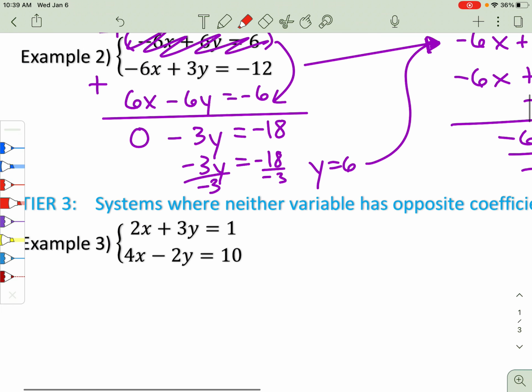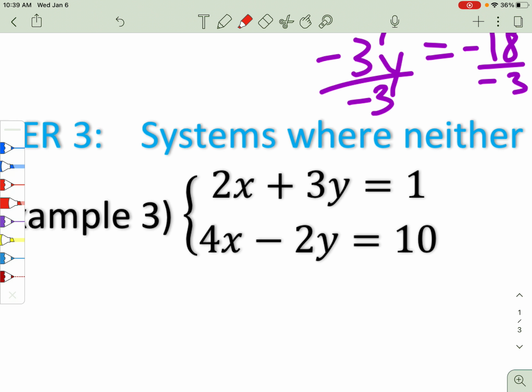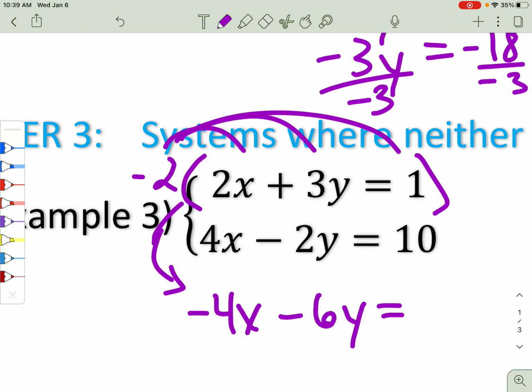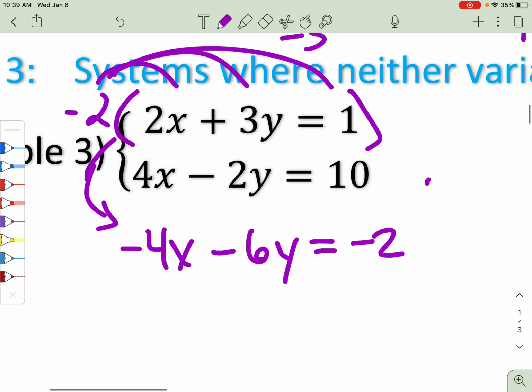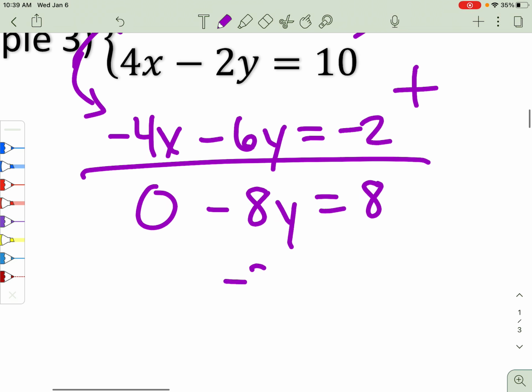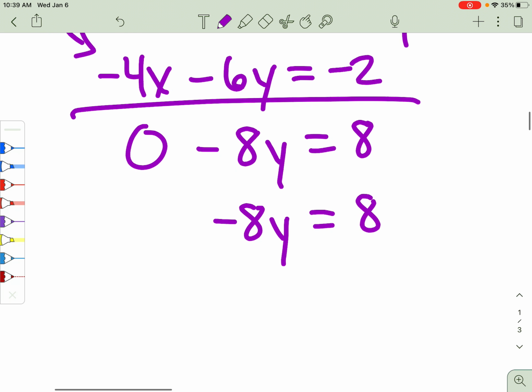So they're going to get a little bit tougher here. Example 3. Again, no inverses. But if we multiply 2 times 2, that would give us 4. Now, one has to be positive, one has to be negative, so we're going to multiply it by a negative 2. Okay, and I'm going to rewrite it down here. So that gives me negative 4x minus 6y equals a negative 2. Okay, and I'm going to add these two. So these give me a 0, they cancel. This gives me negative 8y, and this gives me a positive 8. All right, so that eliminated my x value, so I'm going to solve for y.